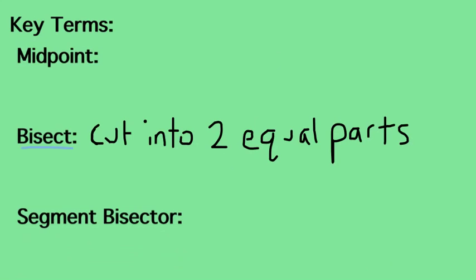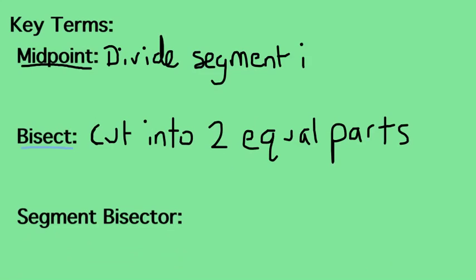And I'm going to get a new stylus. My handwriting with that one is not too great. I don't know if it'll even help with the new one. But again, our bisect is to cut into two equal parts. So when we look at midpoint now, that's a little better. A midpoint is a point that divides, or bisects if you want to say it, a segment into two congruent segments. So again, it's going to divide a segment into two parts.